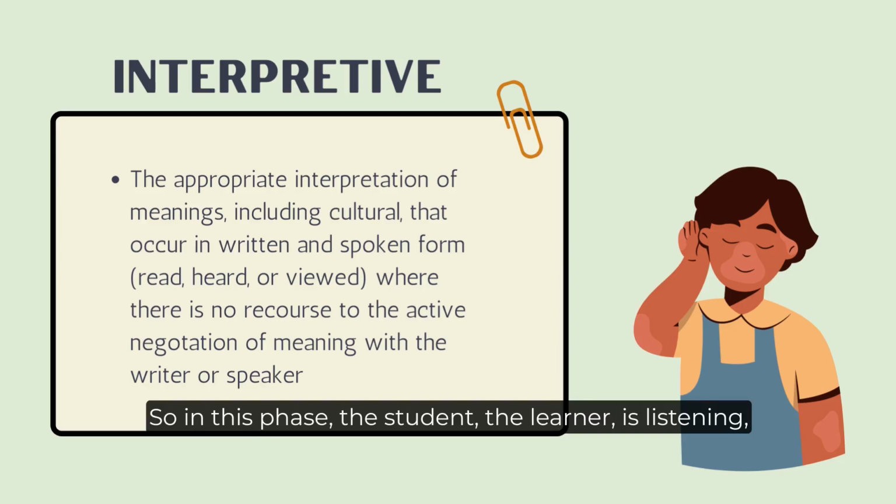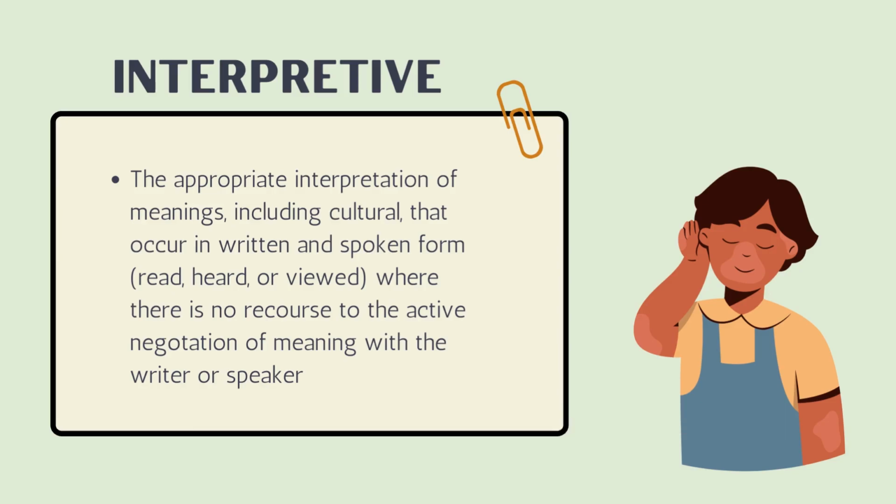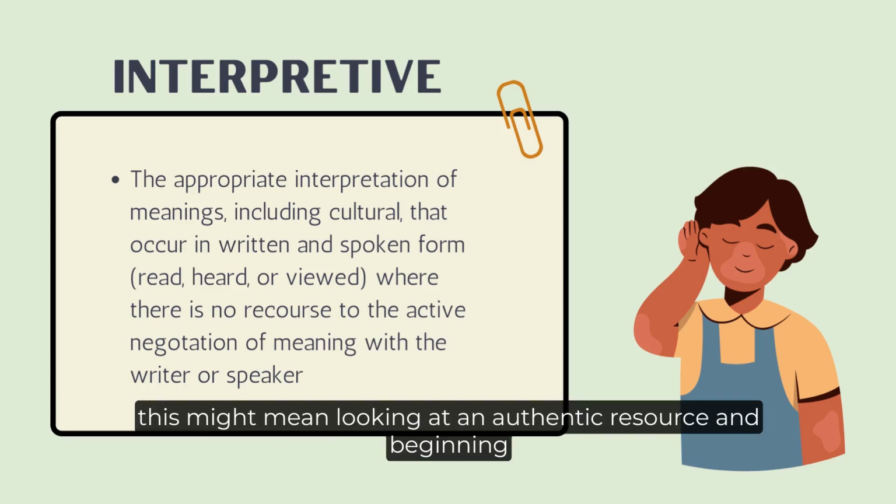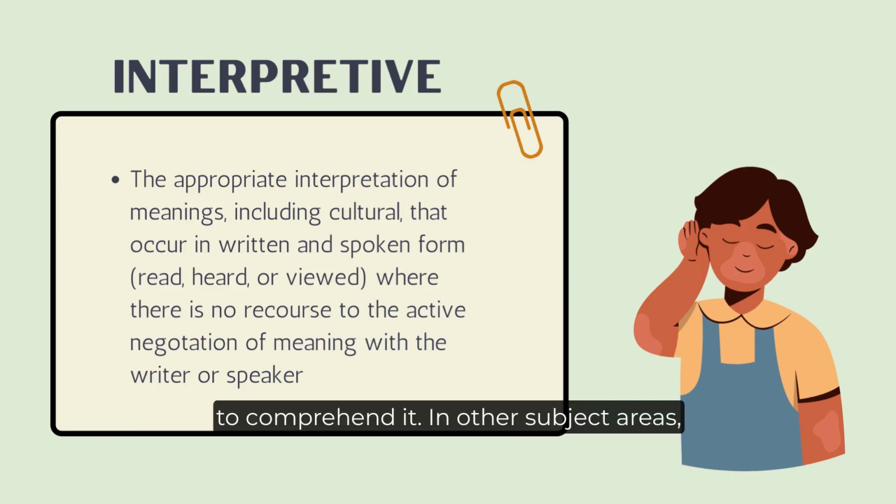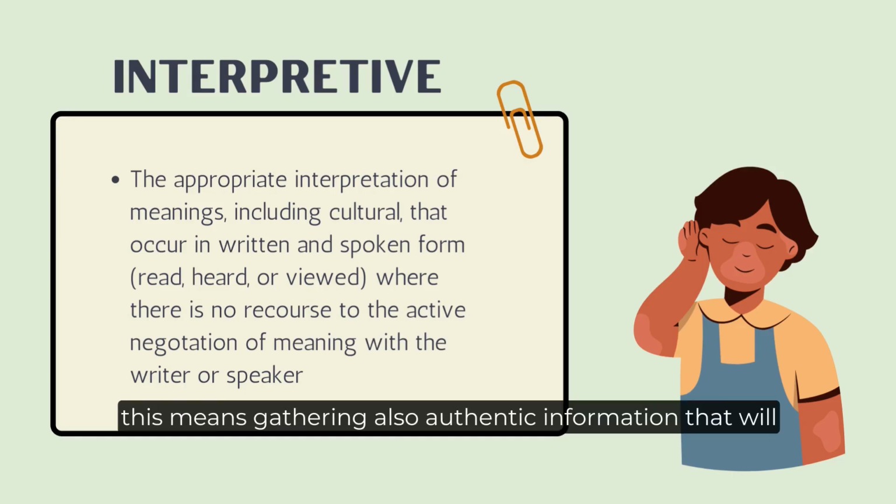So in this phase, the student, the learner, is listening, they're reading, they're gathering information, and as they do that, they're negotiating meaning implicitly with the producer of that content. In languages, this might mean looking at an authentic resource and beginning to comprehend it. In other subject areas, this means gathering also authentic information that will later allow the student to process and produce something.